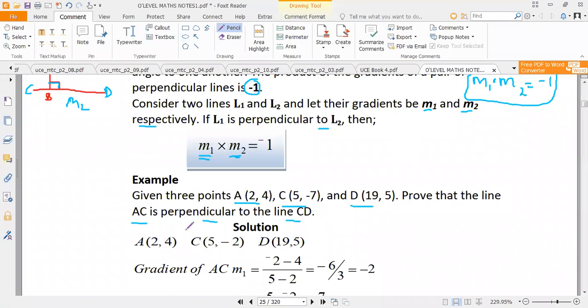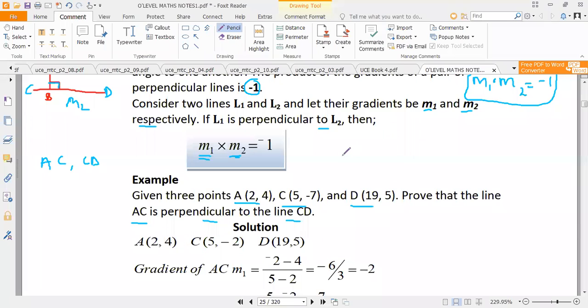So to prove this, we have to find the gradient of the line AC, and we also find the gradient of the line CD. If we multiply the two and we get an answer of -1, then it means that the two lines, AC and CD, are perpendicular to each other. Okay, so let's try that.